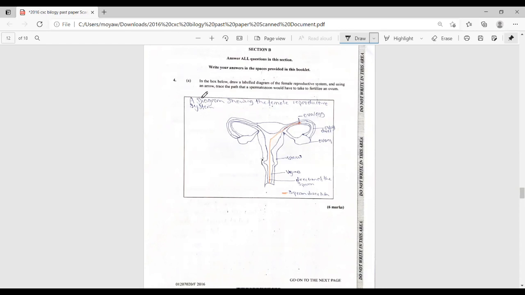I've given it a title, a diagram showing the female reproductive system. Now I have orange representing the sperm direction. The sperm would enter the vagina, pass through the cervix, then enter the uterus. From the uterus, it would go into the fallopian tube, or the oviduct, where it would meet an egg. If an egg is there, it will fertilize the egg. And that's the trip of the sperm into the female reproductive system.